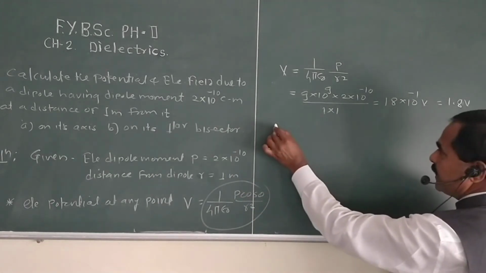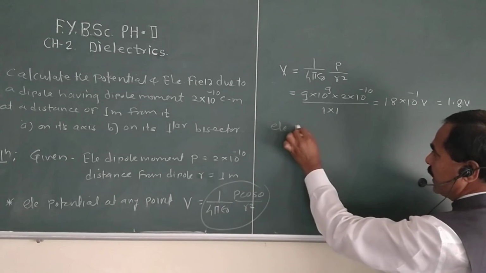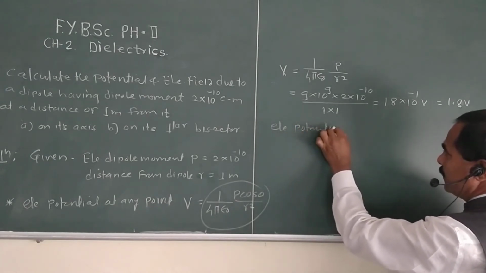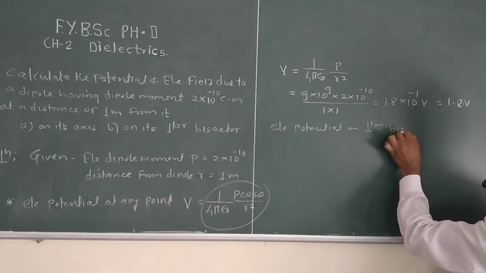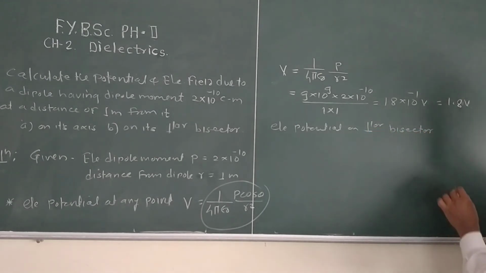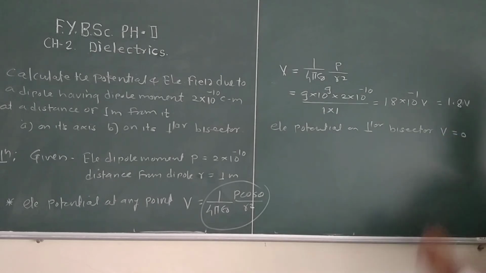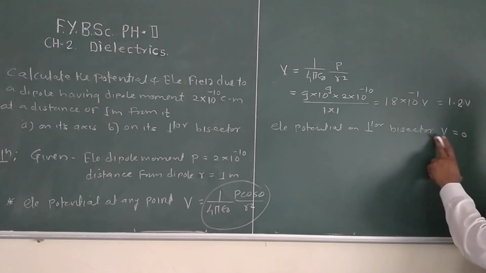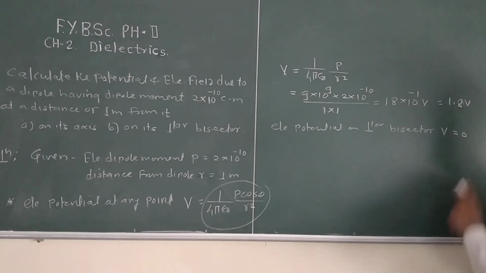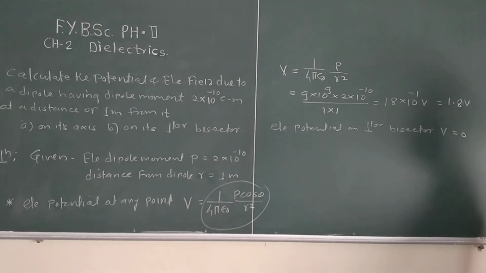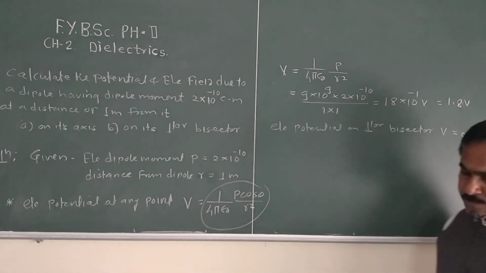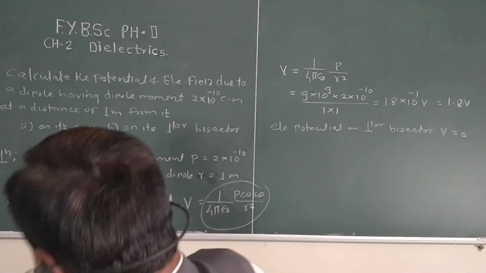That means electric potential on perpendicular bisector has value V equal to 0, right? That means on perpendicular bisector electric potential is 0, and on axial line electric potential has some value, and in this example it has 1.8 volt. Okay, then next we calculate the electric intensity.